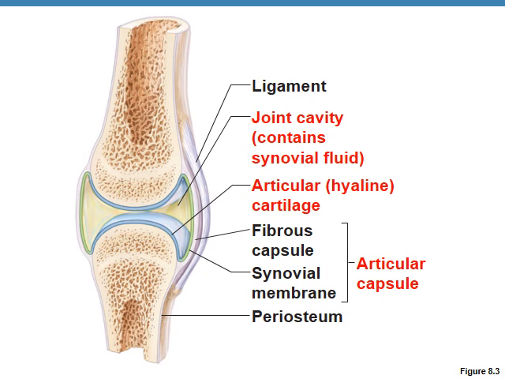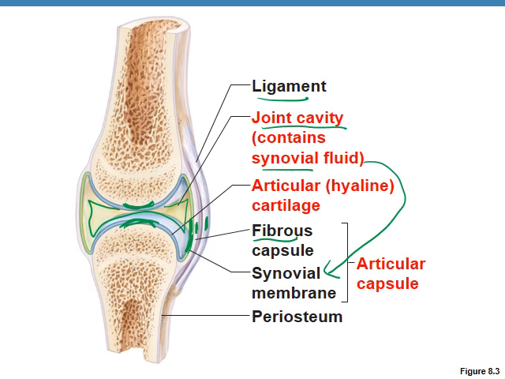Here's a figure from your book so we can identify each of these structures. So the joint cavity contains synovial fluid. So this entire structure here, this is the joint cavity. It's filled with fluid, and remember that fluid was made by the synovial membrane. The synovial membrane is here in green. Then we have the articular cartilage, which covers the ends of each bone. And then we have a fibrous capsule here, and we have the ligament here. And both the fibrous capsule and the ligament are kind of supporting this joint cavity between the two bones.